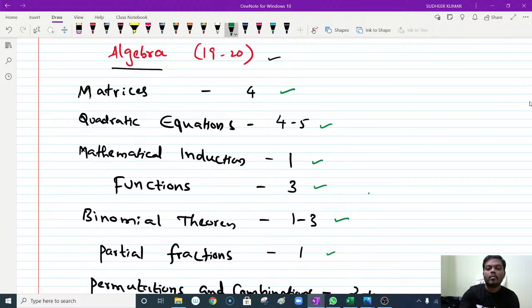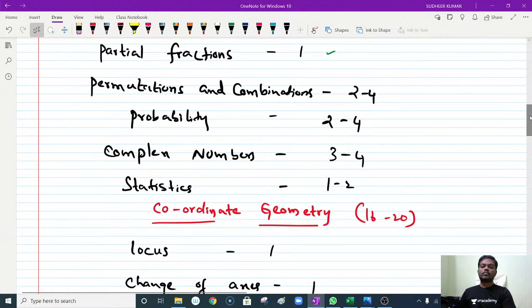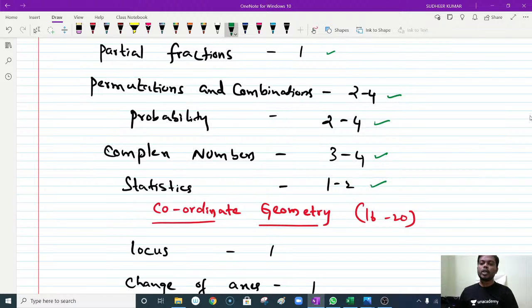Next, permutations and combinations, 2 to 4 marks. Probability also 2 to 4 marks. Complex numbers 3 to 4 marks. Statistics 1 to 2 marks.